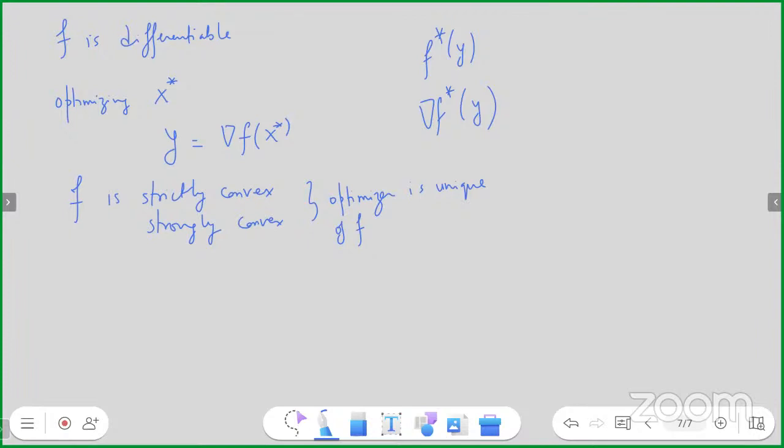Is there anything I can conclude about these two quantities by the fact that f is strictly convex? Differentiable is given. Okay, why is that? There is a unique optimizer, then the supremum will be at that point. Why? Why y transpose x minus f of x, right? Are you saying the optimizer of f is the supremizer of f star?